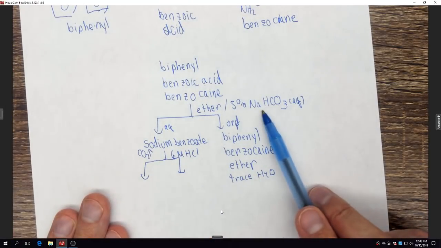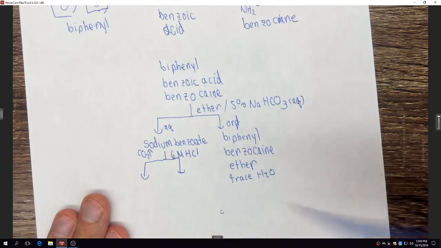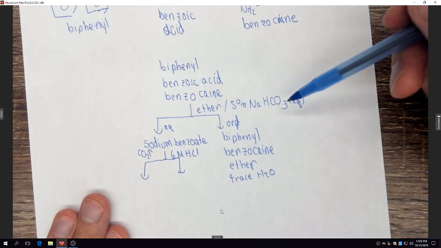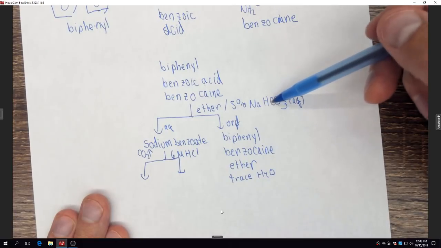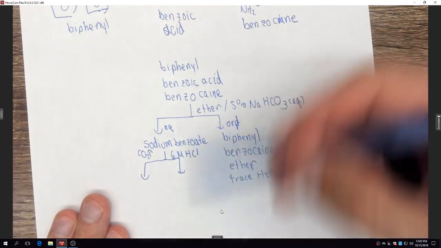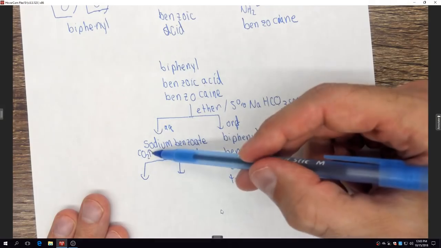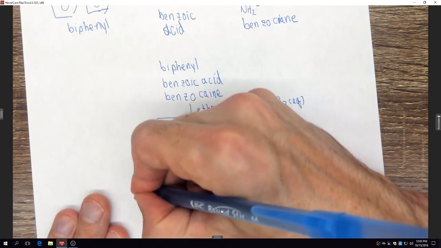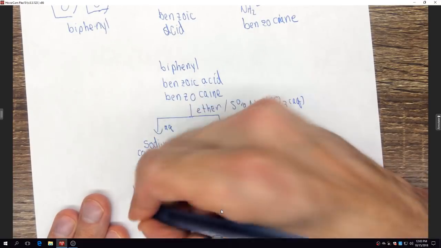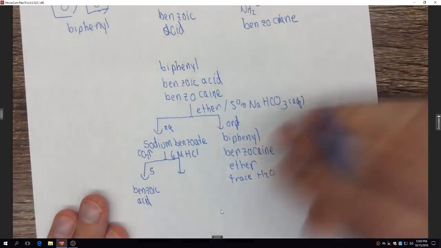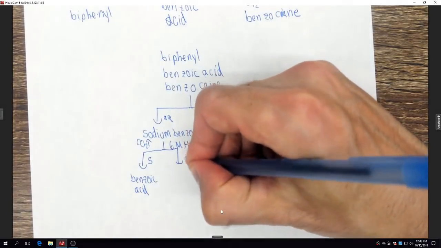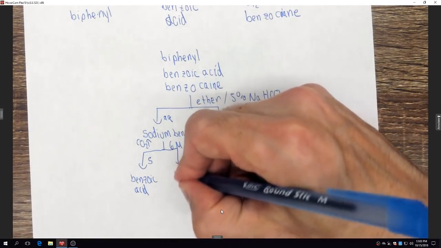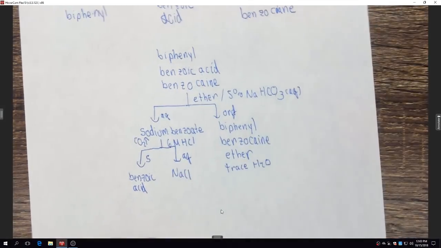Anytime you're using sodium bicarbonate as an acid, and or as a base, and you make carbonic acid, it will come up to be carbon dioxide and water. So make sure you're careful when you add this, because this is the step you're actually going to do in lab this week. So you are going to get carbon dioxide again. You're going to end up with a solid, which is benzoic acid. And you're going to end up with an aqueous, which is NaCl and water.